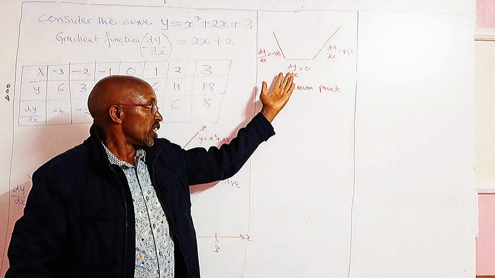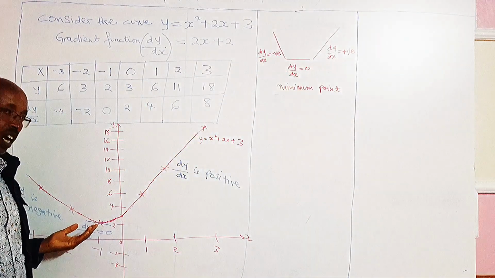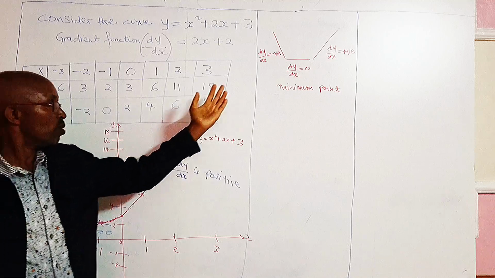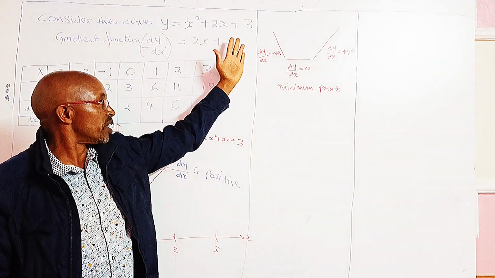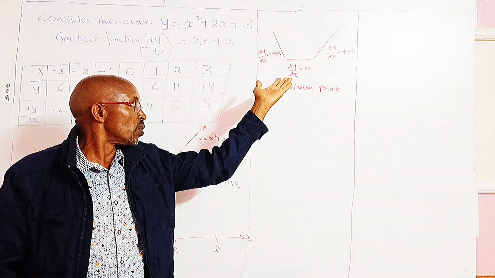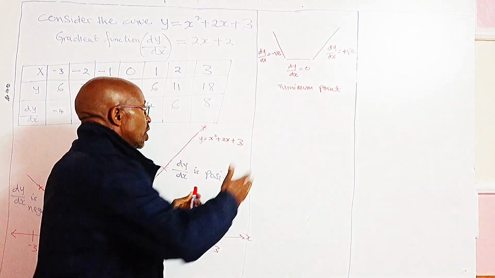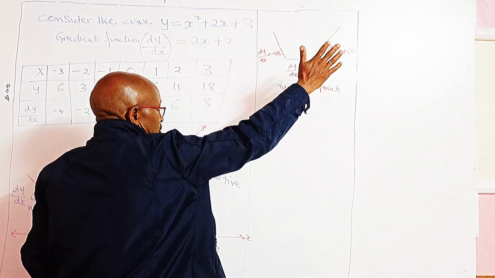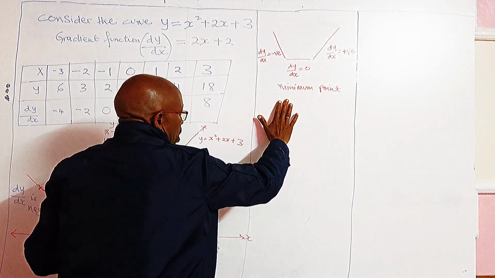This is a simplification of this graph. We are moving from the left, we have dy/dx negative, we come to where dy/dx is 0, then to the right, dy/dx is positive. So this gives us a minimum point.